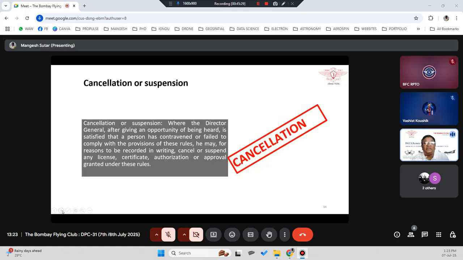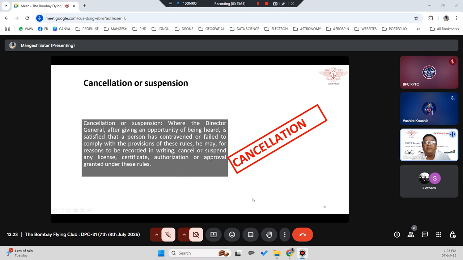Okay, so cancellation and suspension of any authorization or license or certificate or approval can be done by DGCA if you are not following any rules and regulations or the compliance part. Okay, so they can always cancel or suspend your license, certificate, authorizations or approval granted under these rules.